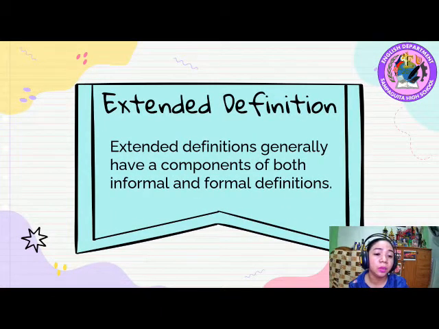Now, let's proceed to extended definition. When we talk about extended definition, these generally have components of both formal and informal definition. So it means that it has the three parts of the formal definition and then the antonyms and synonyms for the informal.